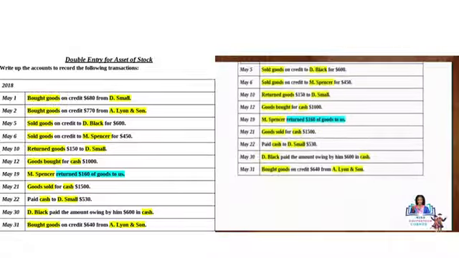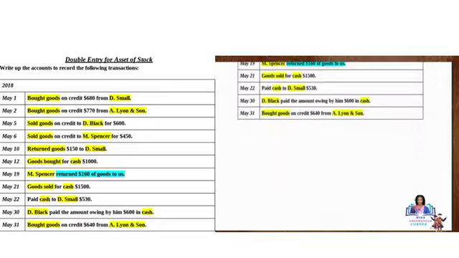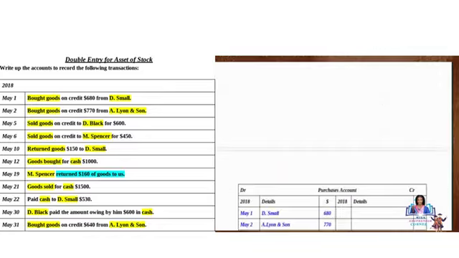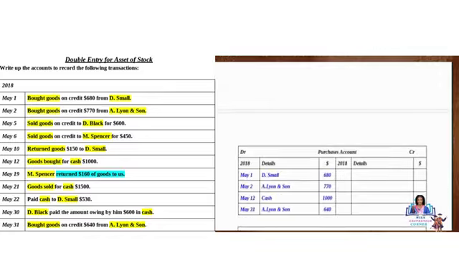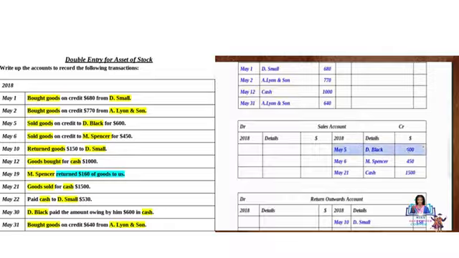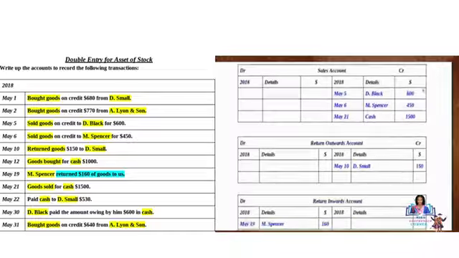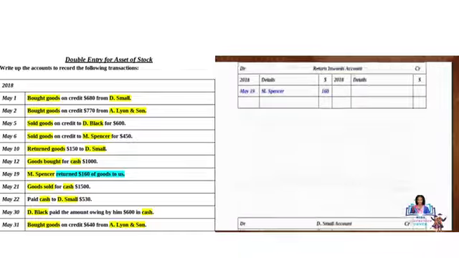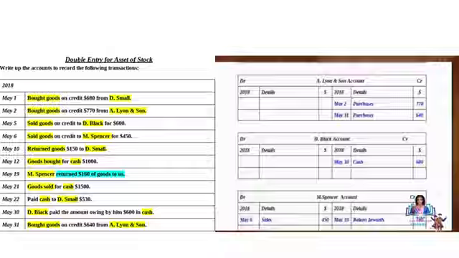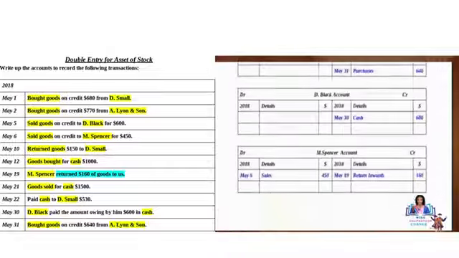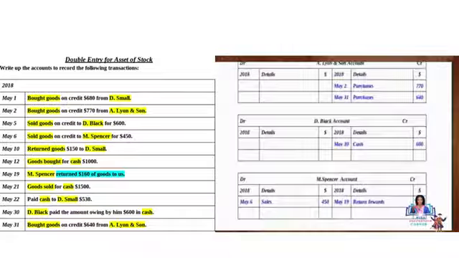So we're gonna go to our sales account to show that this was recorded. So see, on May 5, sold goods to D Black for $600. So now we need to go to D Black's account to show that the sale was made. So D Black, that's D small, so D Black.